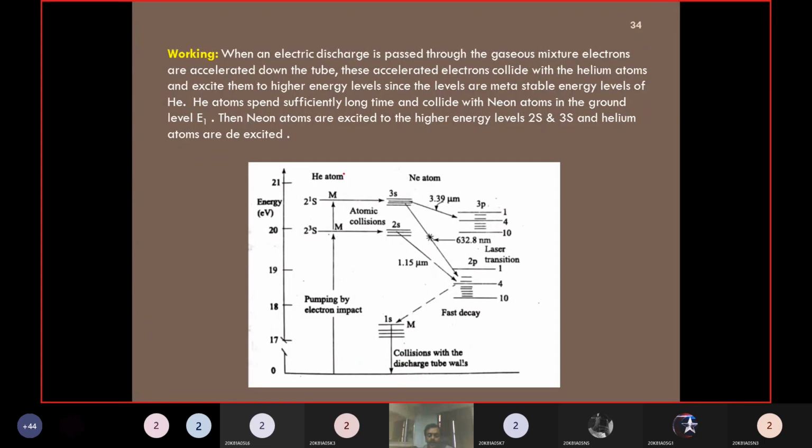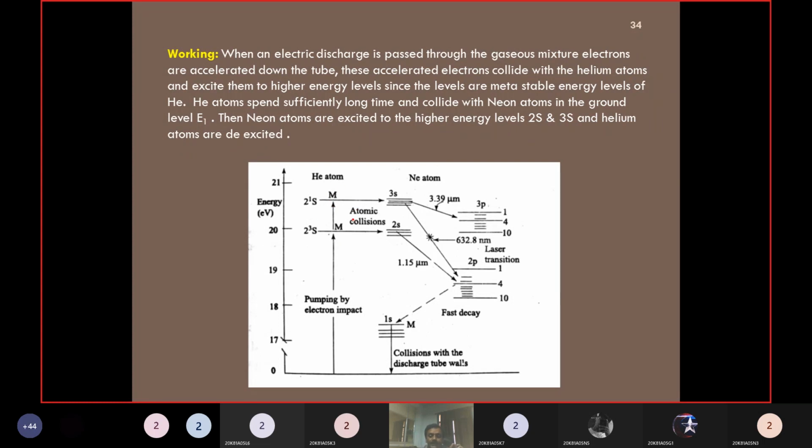So here the ground energy state will be there. Now what happens: first, we are applying an electrical discharge. Because of that electrical discharge, electrons move very fast. So the electrons are accelerated, and these accelerated electrons collide with the ground state helium atoms. That's why those helium atoms go to the excited state. These excited states also act as a metastable state, so those helium atoms will stay more time here.